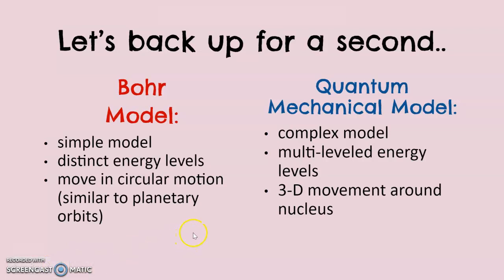So just a reminder, the Bohr model is simple. It's got distinct energy levels, and we look at it as those electrons moving in circular motion. The real-life atom follows more so this quantum mechanical model, which is complex. It has multiple energy levels, and there's 3D movement around the nucleus, right? We know that these electrons are not just spinning in circles. They are moving in a 3D pattern because we live in a 3D world.